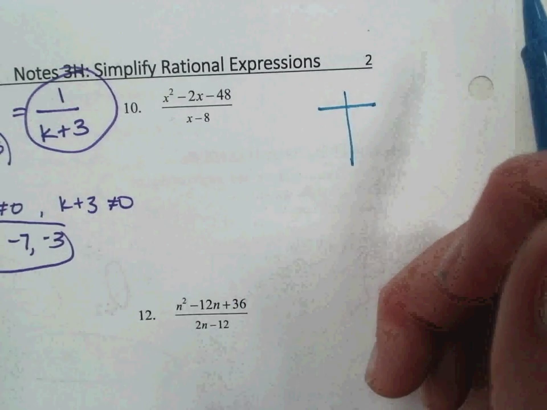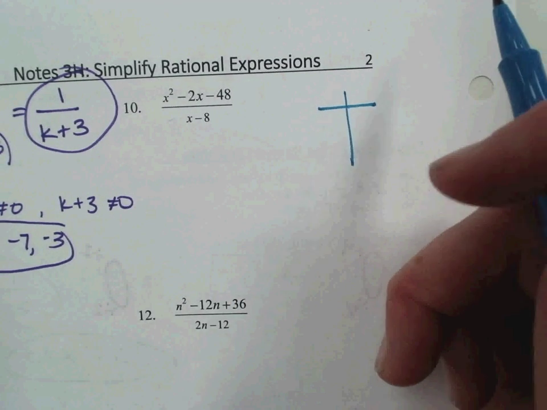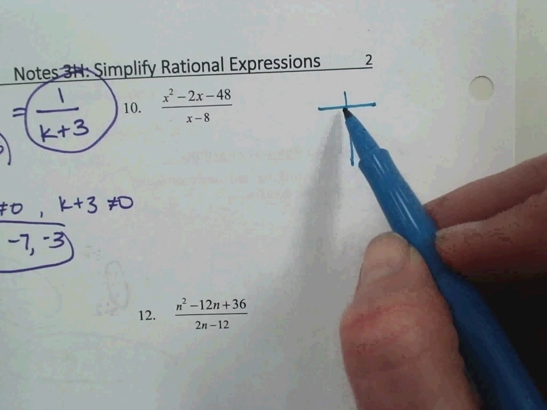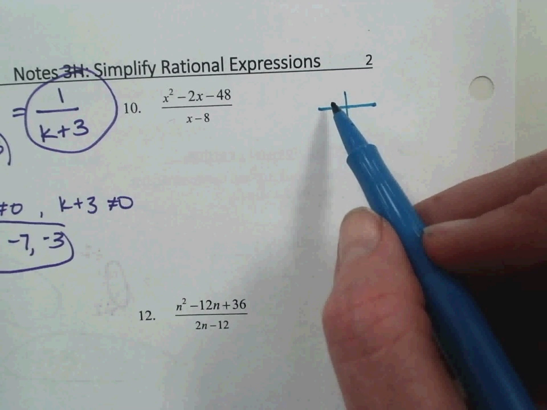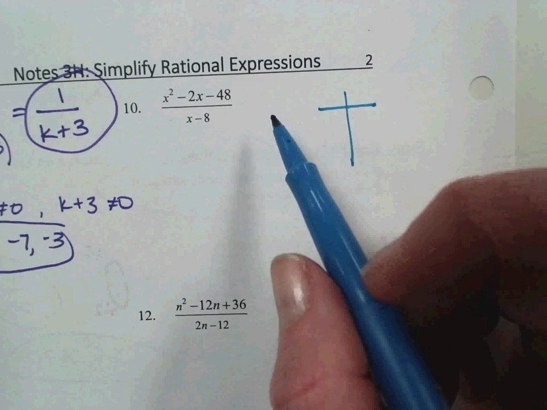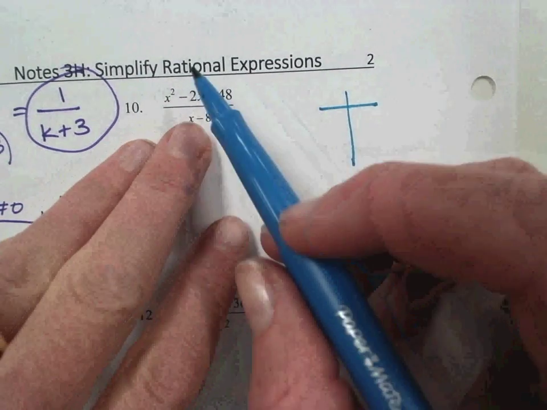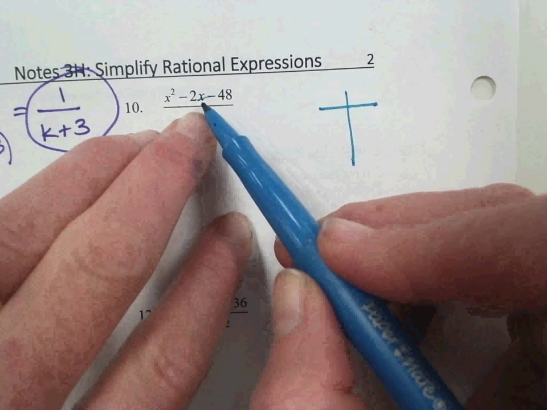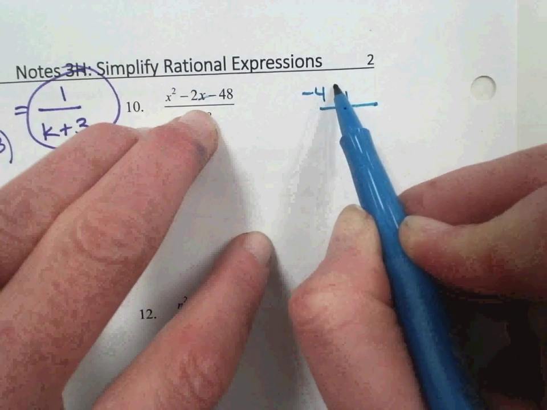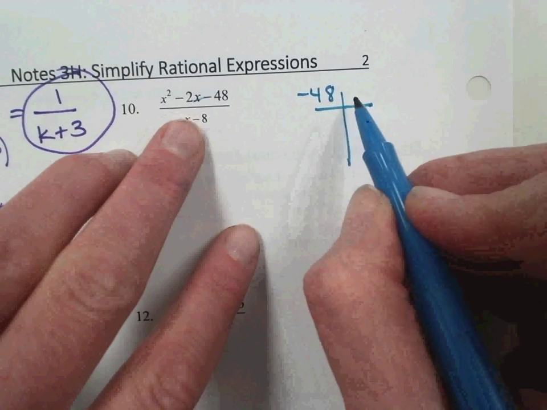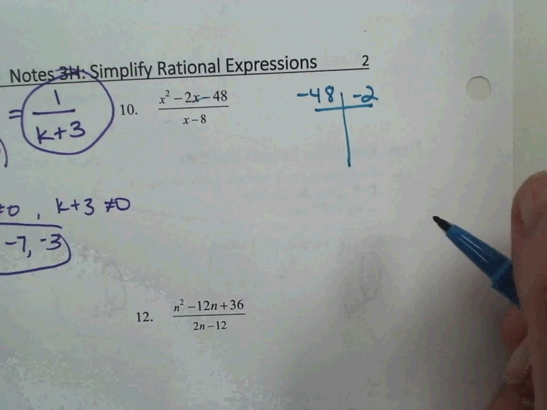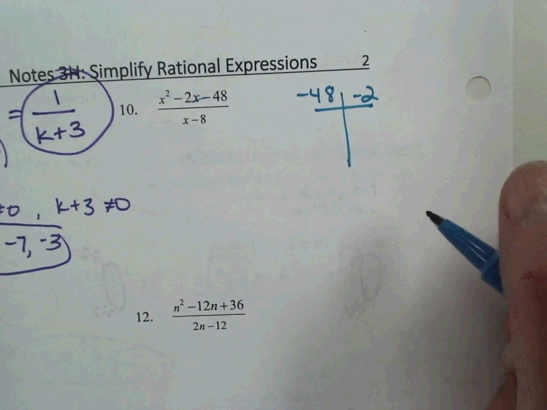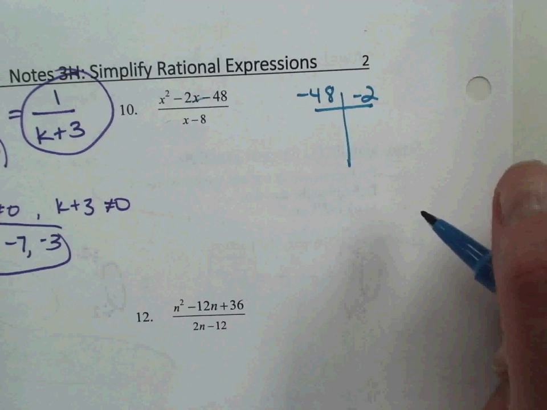We're trying to factor this trinomial in the numerator. What goes in the left side of the t-chart? We're looking at the numerator, so that's the part on top. The -48 goes on the left and the -2 goes on the right. We're trying to find two numbers that multiply to get -48 and add to get -2. So what would those numbers be?